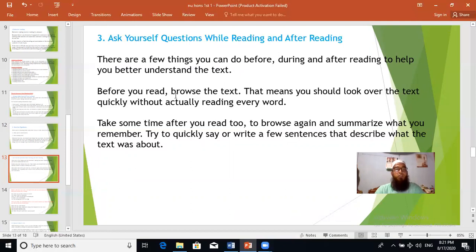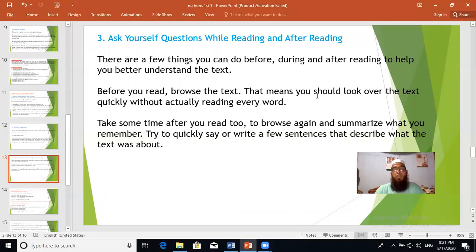Before you read, browse the text. That means you should look over the text quickly without actually reading every word. Take some time after you read too to browse again and summarize what you remember. Try to quickly say or write a few sentences that describe what the text was about. Have you got it? So when you are reading, you have to think.